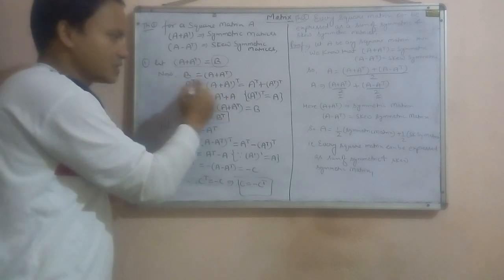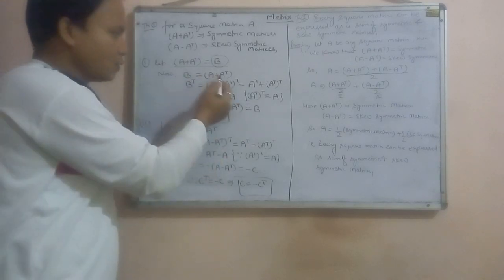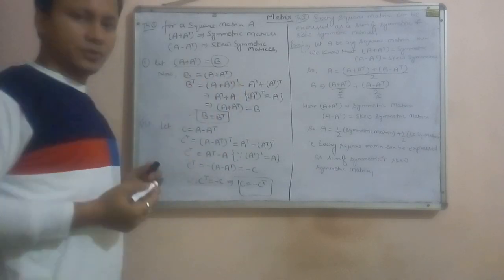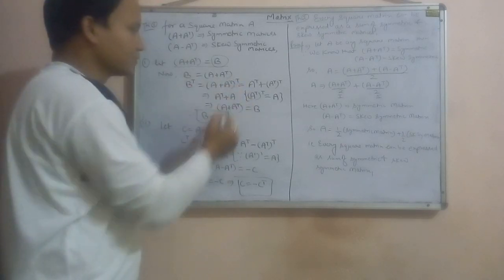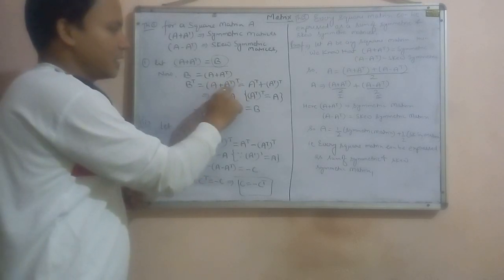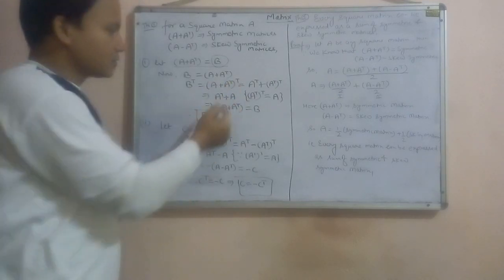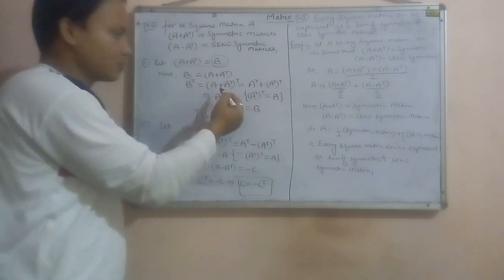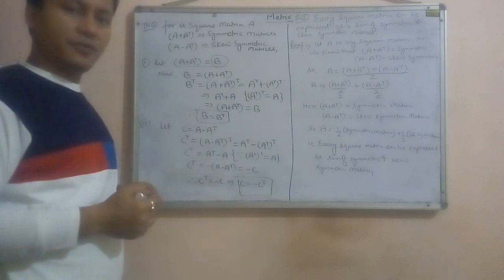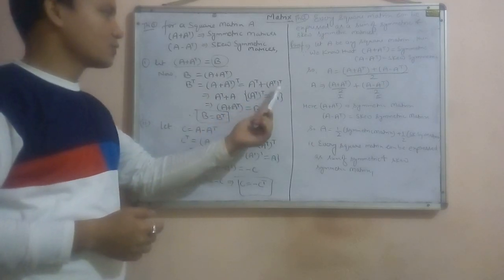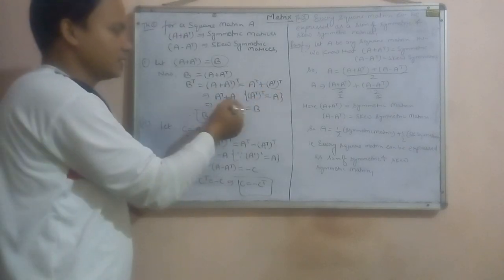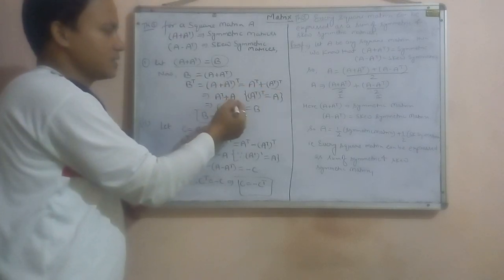Now taking the transpose of both sides, B transpose equals (A plus A transpose) whole transpose. Okay. So what will happen? By the property of transpose, the transpose will apply to both the matrices. So it will expand to A transpose plus (A transpose) whole transpose. Now we know that (A transpose) whole transpose is again equal to matrix A. So substituting the value here, it is A transpose plus A.